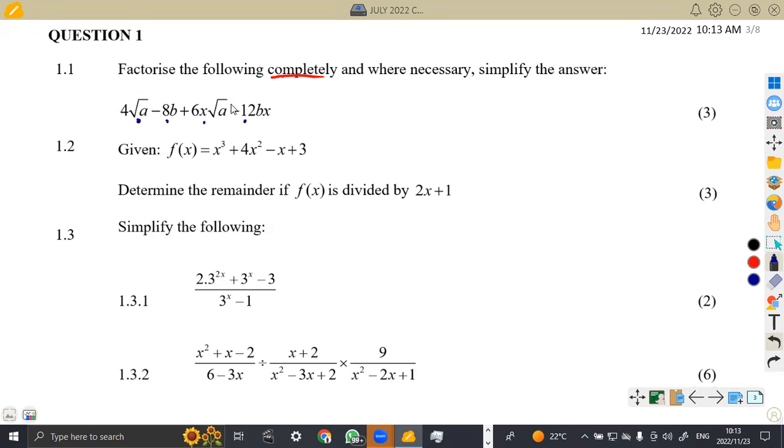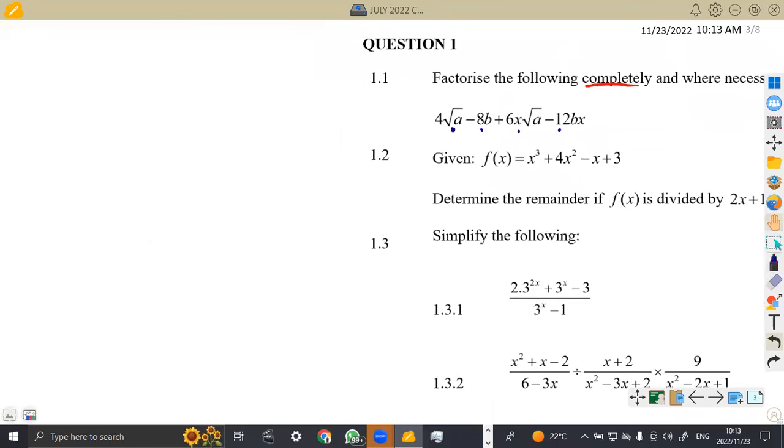In this case, we can work out the first 2 and see if we have anything common. If we do not, we move on to the other part and cross-check. But in this case, we have 4, which is common from this part. So let's factor out 4 and see what we are going to have. This is 1.1. If we factor out 4, 4 divided by 4 leaves us with the square root of a, minus 8b divided by 4, which gives us minus 2b.